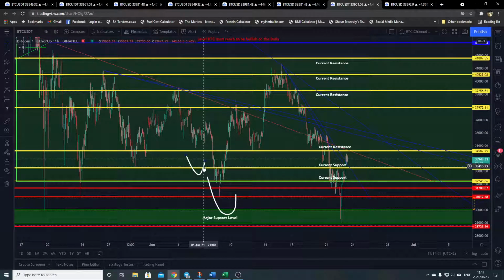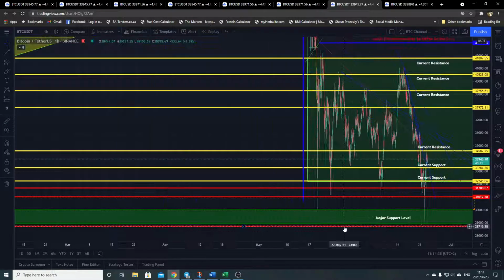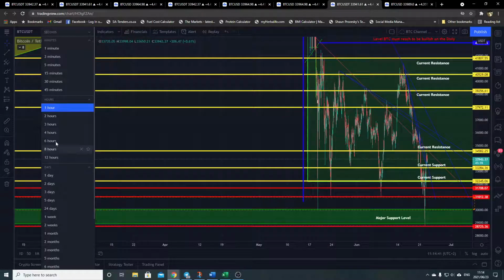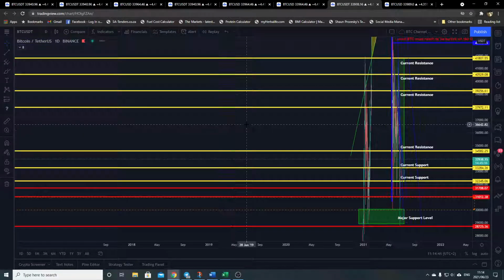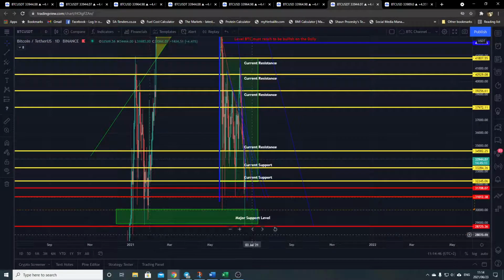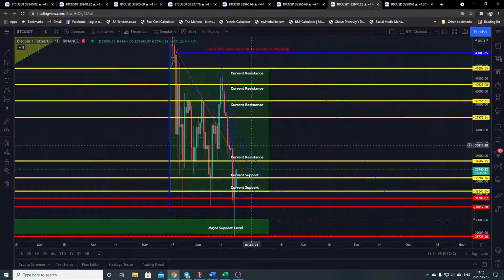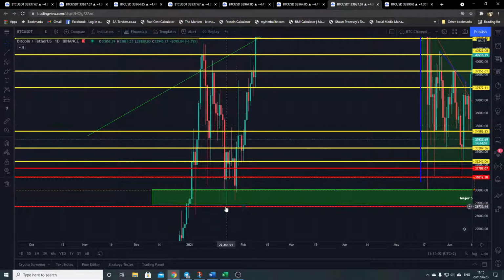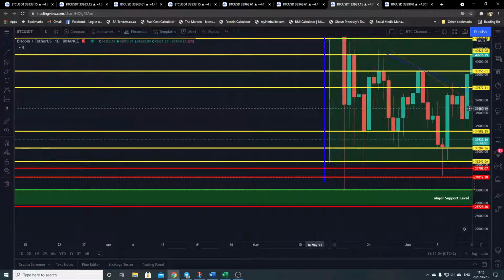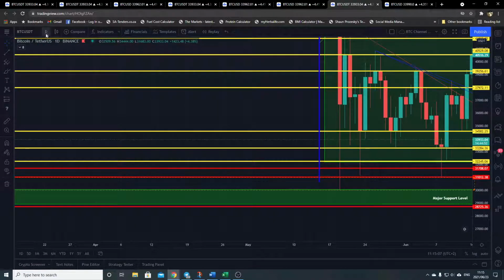Now we're in the channel. We've come down and we hit support. That was the last wick down. Let's go on the daily here quickly. That's where we touched now, and then there's our support area here, almost a little bit further down than the last wick of the previous correction. So that's indicating we got good support now.